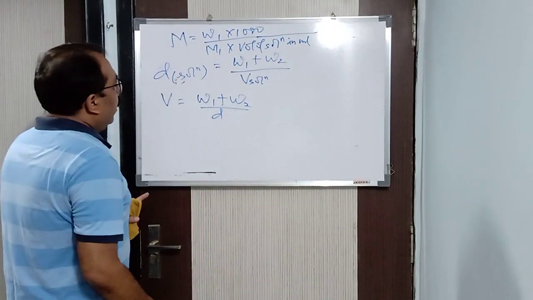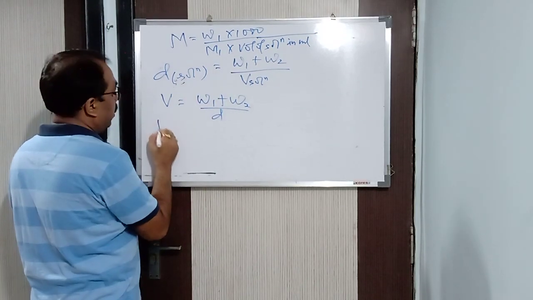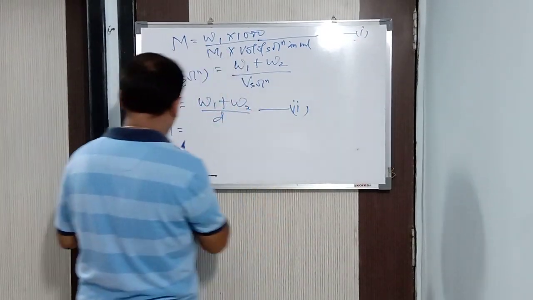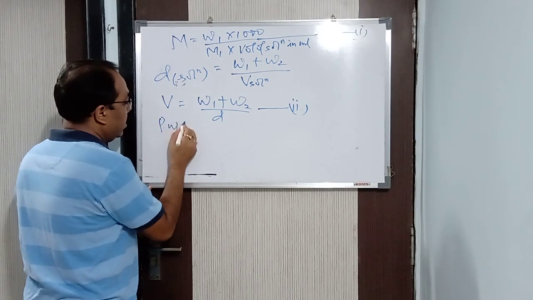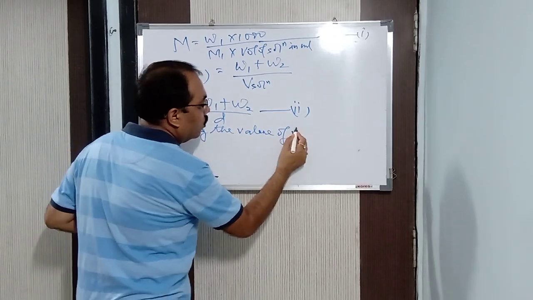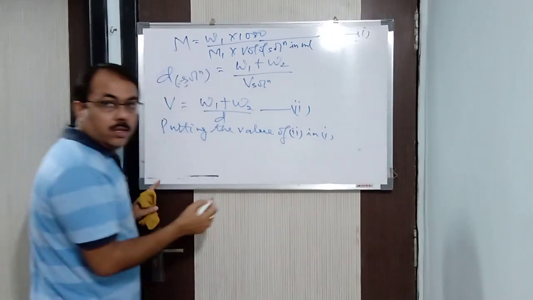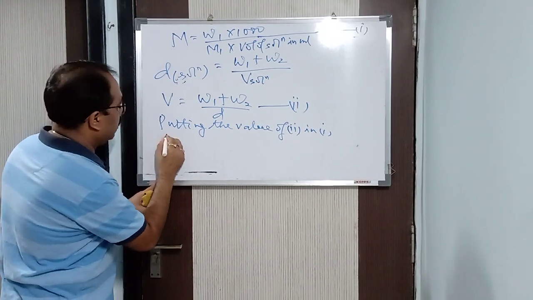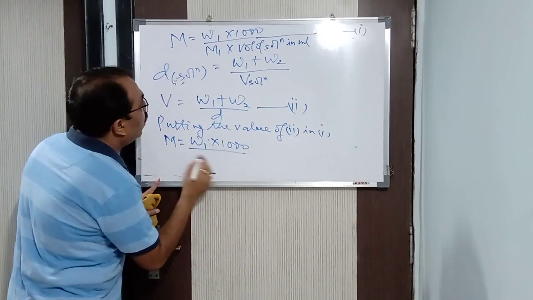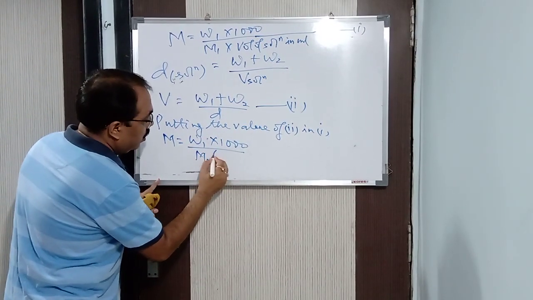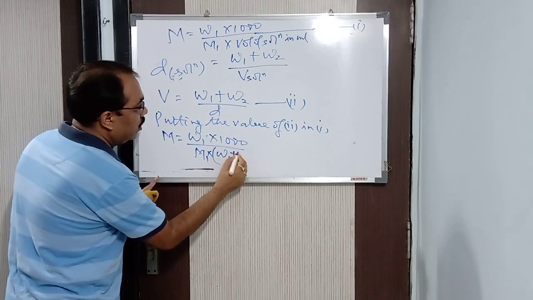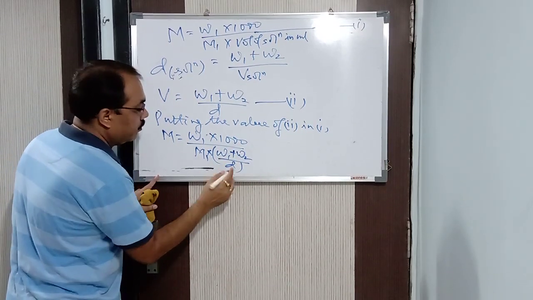Okay. Now next, what will I do? I'll put it here, this formula, that is M1. Let us say this is equation 1 and this is equation 2. Let me write it down clearly, you will understand it. Putting the value of 2 in 1, what will I get? Molarity is equal to W1 into 1000 by M1 into (W1 plus W2) by D.